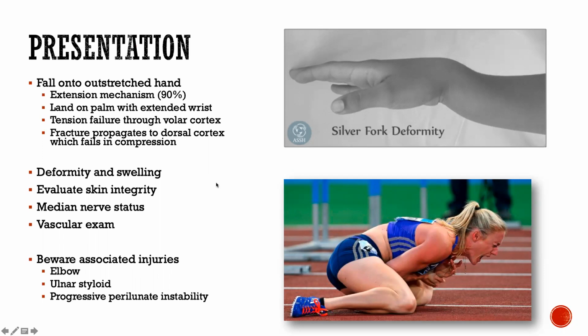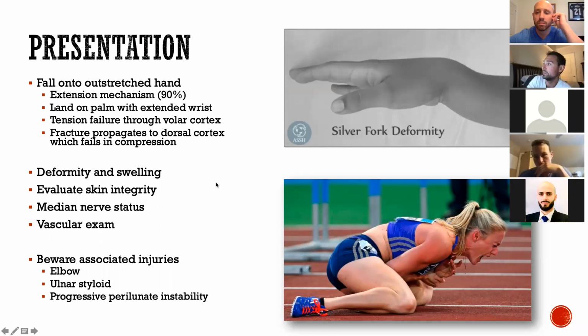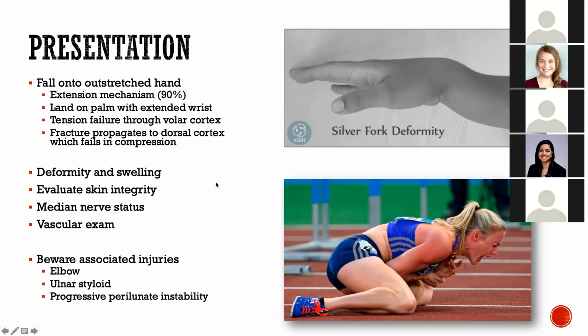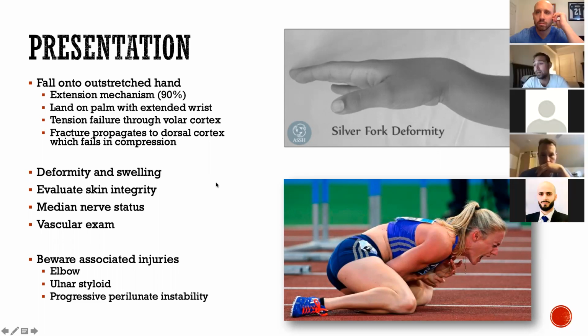A lot of people will land on their palm, extend the wrist. I'll show you a couple of pictures of this in a second. This lady on the bottom looks like she probably did that to herself, and what you see is this very characteristic deformity. I always learned of it as a dinner fork deformity. It looks like it's called a silver fork deformity here, but it's kind of this serpentine S-type pattern to the wrist deformity.